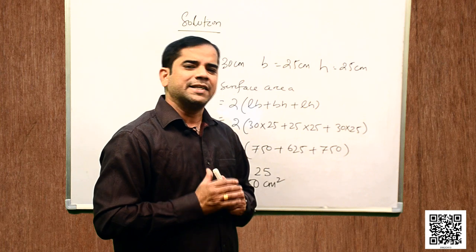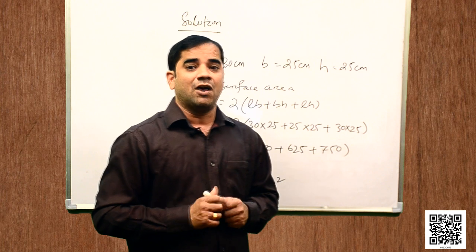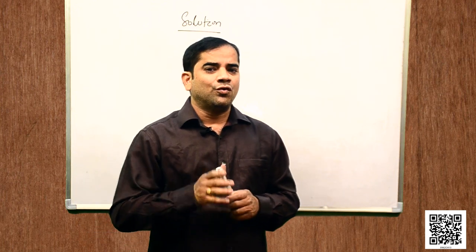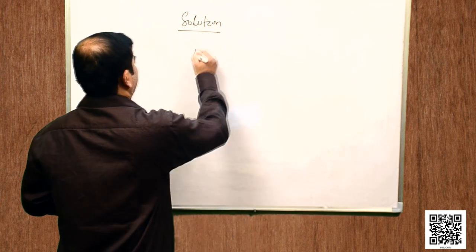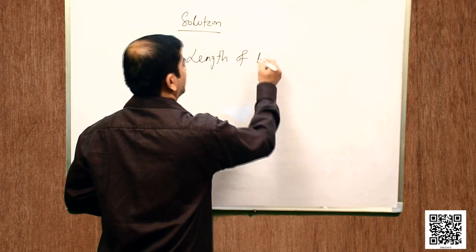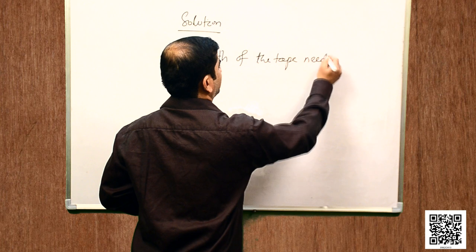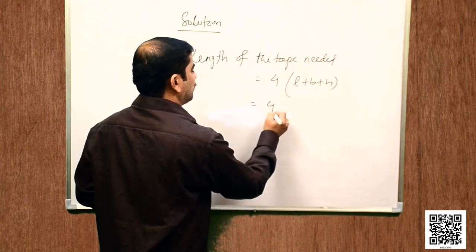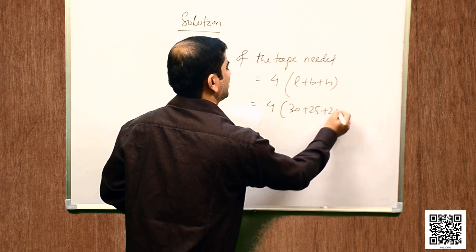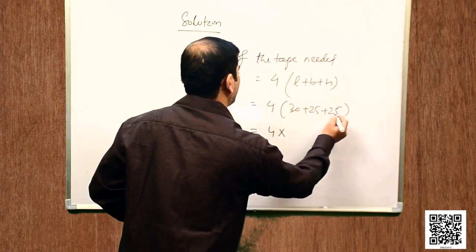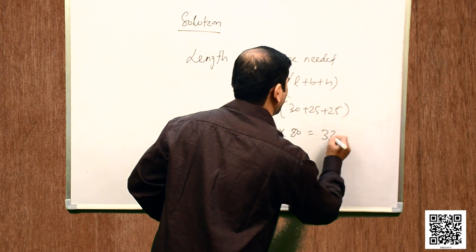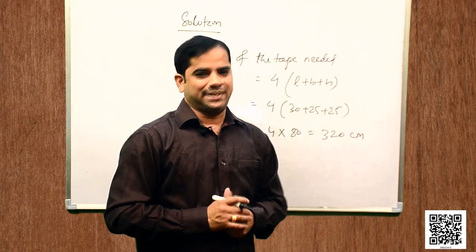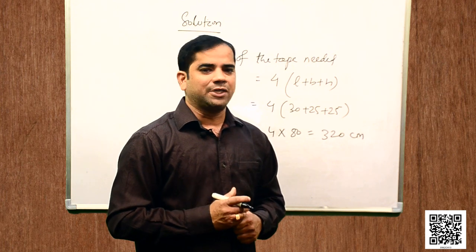Let us now discuss the solution for the second part. It asks how much tape is needed for all the 12 edges. Students, the length of the tape needed is equal to 4 into (L plus B plus H). That is equal to 4 into (30 plus 25 plus 25), that is equal to 4 into 80 or 320 centimeter. So, 320 centimeter of tape is needed for all the 12 edges. Hope you understand the solution for question number 6.